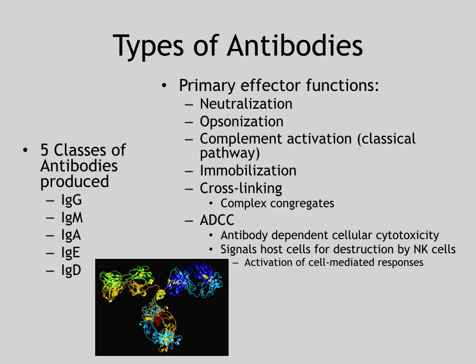Think about blood clotting. Cross-linking, what we call complex aggregates, is what you did in blood typing. You clump all these red blood cells together so that they no longer look like a nice smooth fluid, but they're just kind of this big lumpy type of mixture.